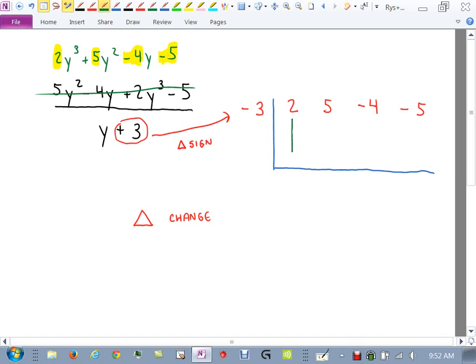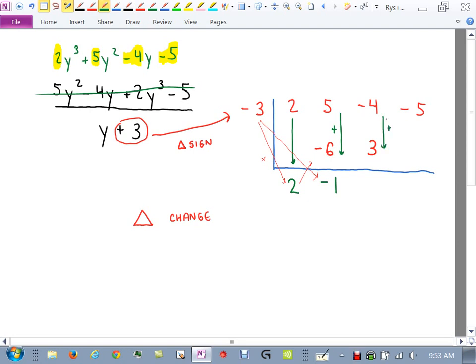Start with the 2, drop it straight down. Then multiply negative 3 times 2. That gives me negative 6. I drop that answer right here. Negative 6. I add down. What's 5 plus negative 6? Negative 1. So I'm going to have a negative 1 out here. Repeat the process, right? Negative 3 times negative 1 is positive 3, right? Add down again.